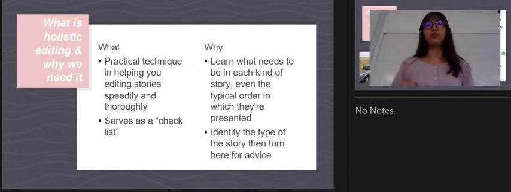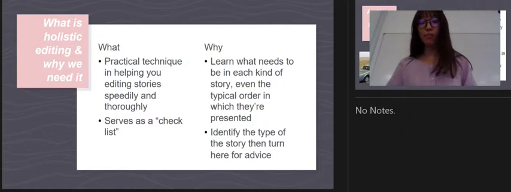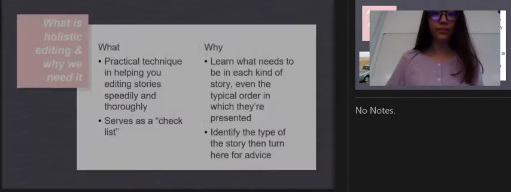So if you are editing a certain type of story, you can turn here for help and know what to look for in your story. You can also learn what needs to be in each kind of story, even the typical order in which it is presented. All you need to do is identify the type of your story, then turn here for help. This chapter on holistic editing has many types of stories, so I selected some important ones for you.